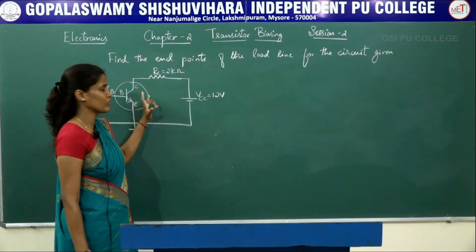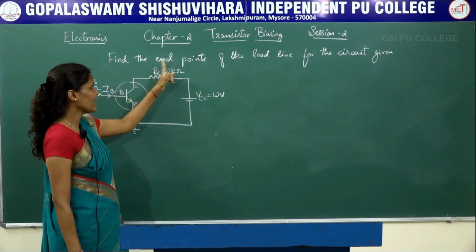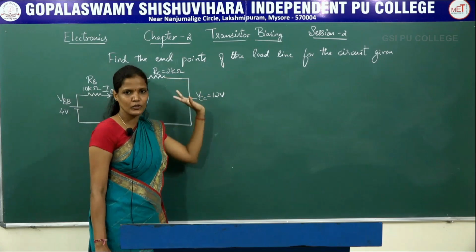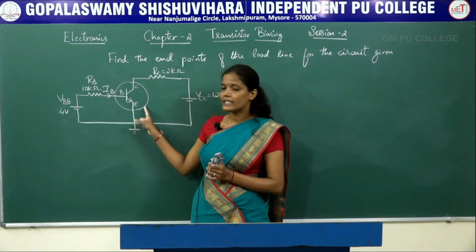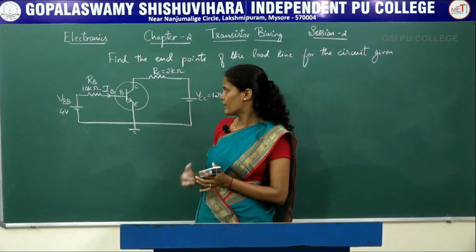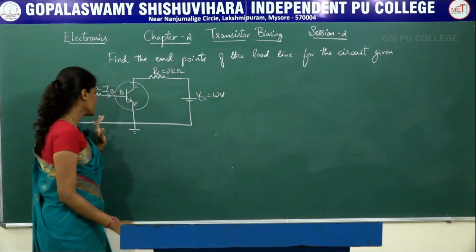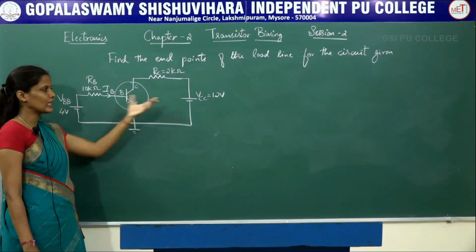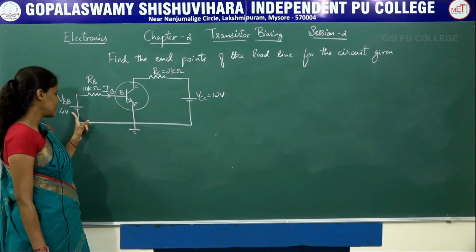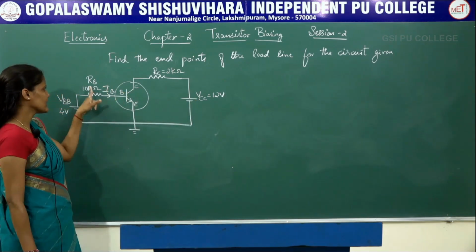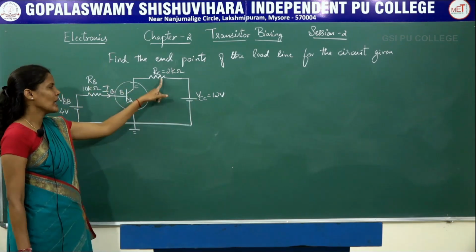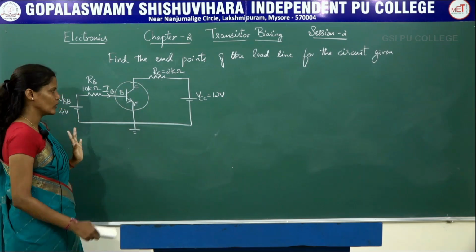This is the problem we have to solve. The question is, find the end points of the load line for the circuit given. So here the circuit is already given. This is an NPN transistor. I'll be having 2 voltage sources, one is VBB, the other one is VCC. VBB value is 4 volts, VCC value is 12 volts. The input resistance RB value is 10 kilo ohm, RC value is 2 kilo ohms.